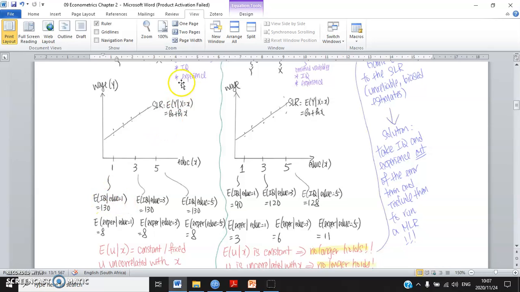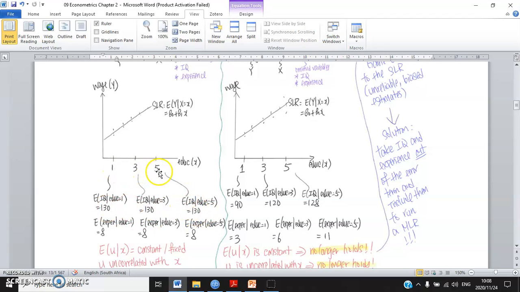Okay, we want the omitted variables to be constant on average at different x values. In other words, we hope that when x, years of education, is equal to 1, on average the IQ level is 130. And then at the next x value, when years of education is 3, we also want that on average, IQ is constant at 130. And finally, when years of education equals 5, we also want that on average, IQ level is constant, 130.